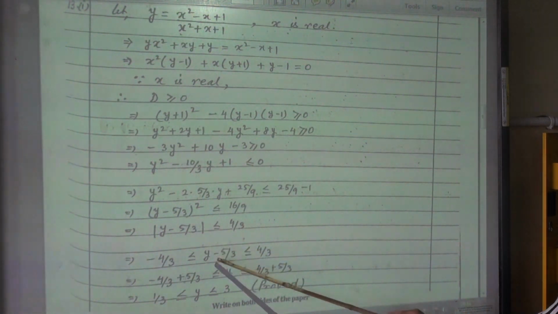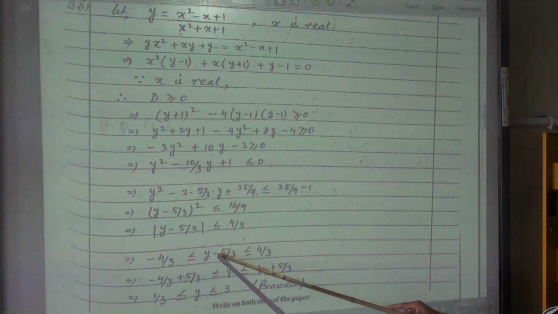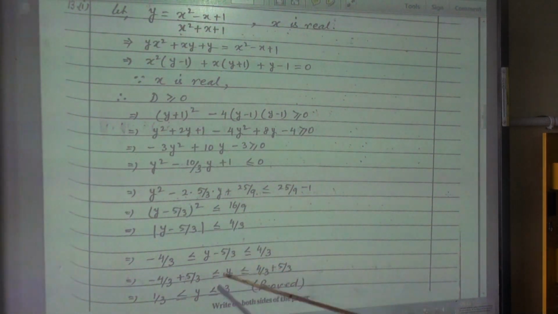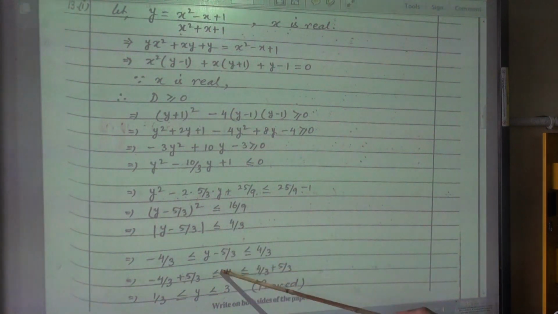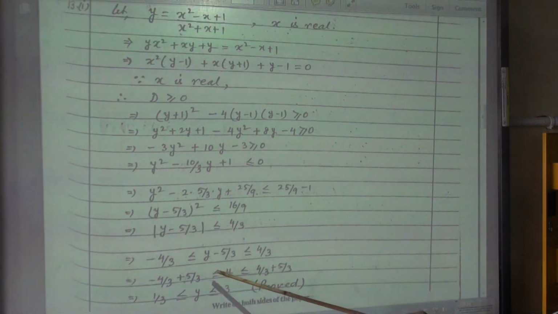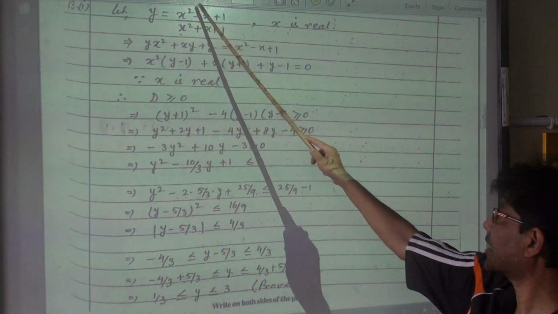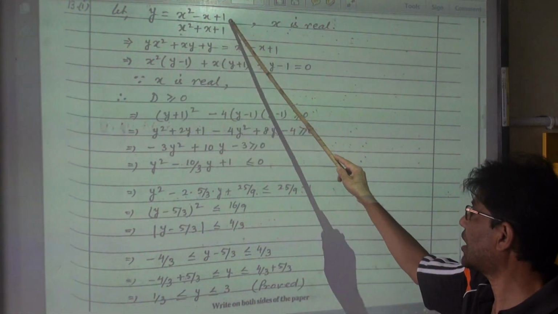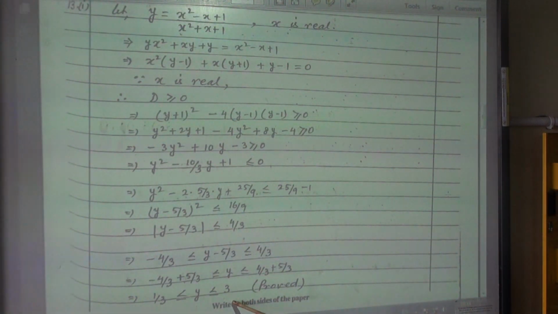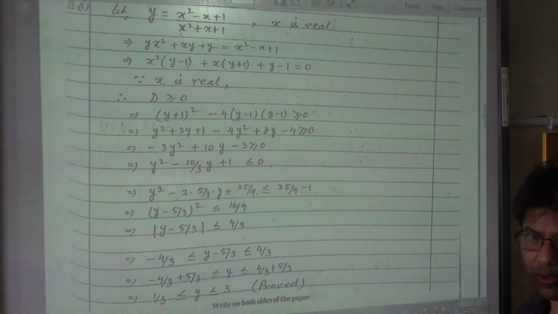We have to eliminate this 5 by 3 from here, so add 5 by 3 everywhere. Adding 5 by 3 here, adding 5 by 3 here, if we add here, minus 5 by 3 and plus 5 by 3 will cancel, only y will remain here. Simplify this, you will get 1 by 3. Simplify this, you will get 3. So y is lying in between 1/3 and 3. That's what was asked. Y means this thing. So this value is lying in between 1/3 and 3. So this is the method to solve this type of problem.